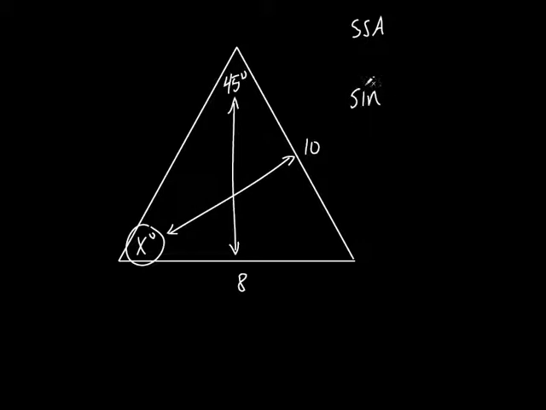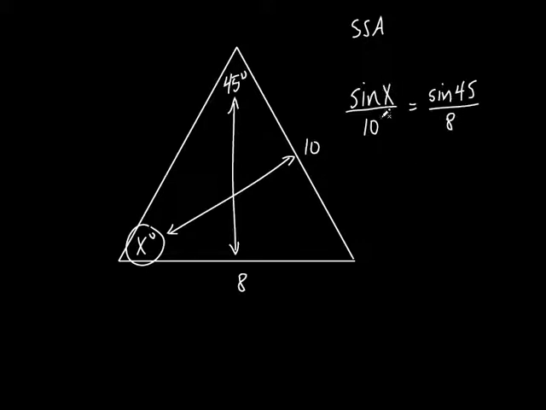So what I'm going to do is I'm going to go the sine of x over what? What's opposite? 10 equals, now if I put the angle on top, I got to put the angle on top with these two. So what am I going to write this as? The sine of what? 45 over what? 8. Good.